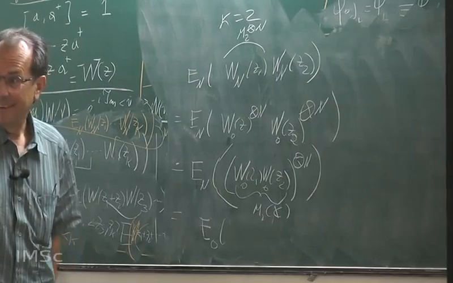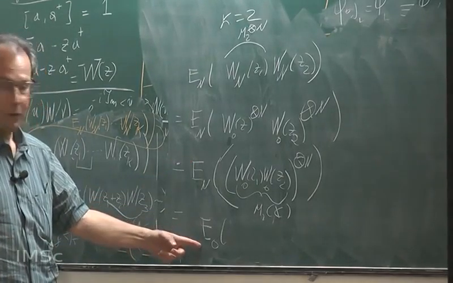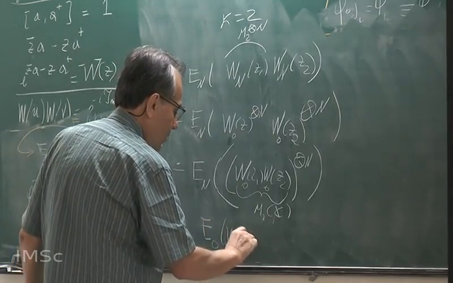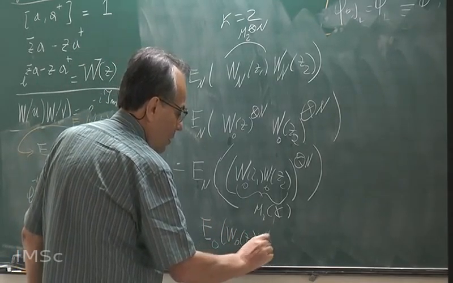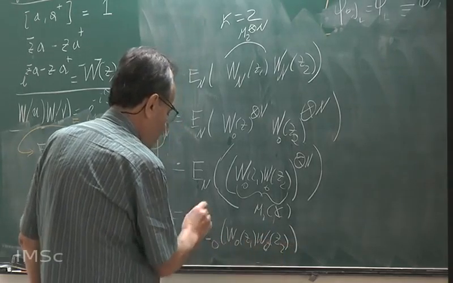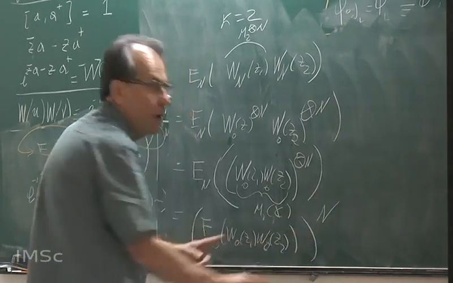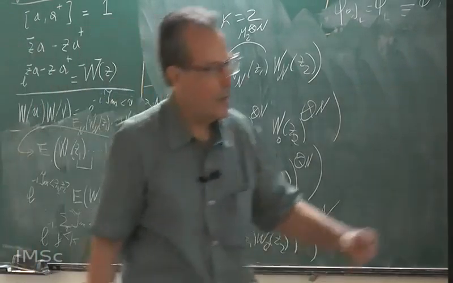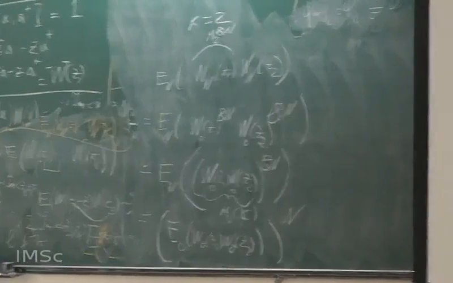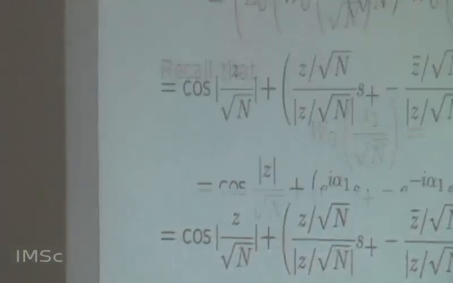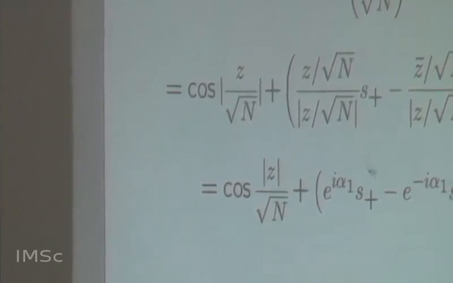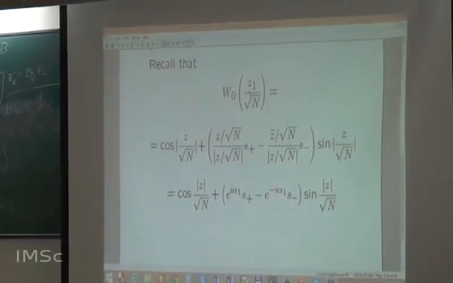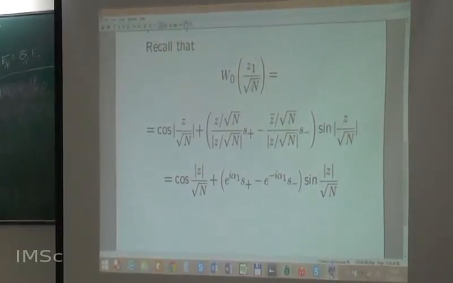Okay? So I use that this is a product state, and this will be E0 of W0 Z1, W0 Z2, everything to the power n, because they are all equal, homogeneity. And this I am doing for k instead rather than for 2. Now, remember that each operator has this very special form. However, I have not z, but z renormalized.